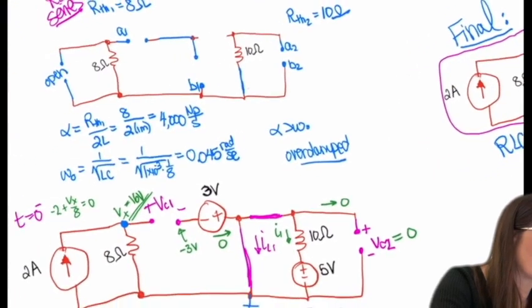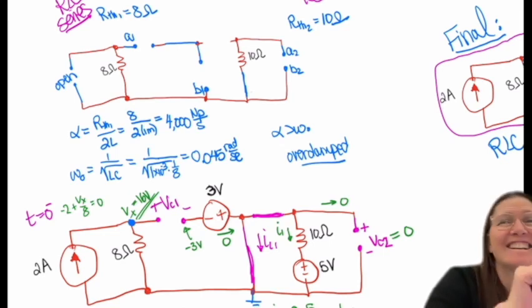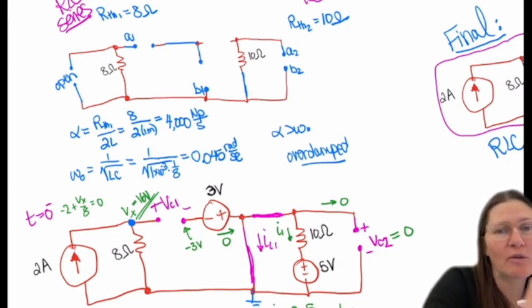So alpha, for RLC series, is RTH over 2L. So that gives me 4,000 nepers per second. Omega naught ends up being 0.045 radians per second. Anybody get that far? I get some yes. Any others? Okay. From here, you can see hopefully it's overdamped.